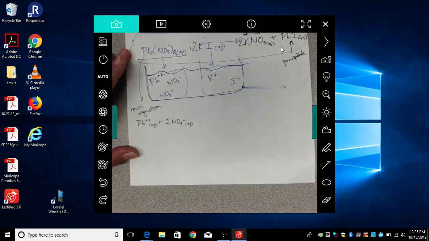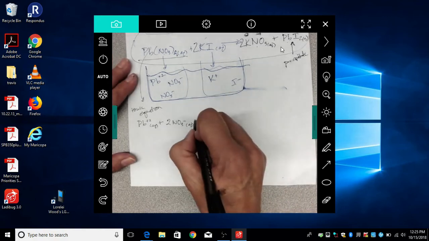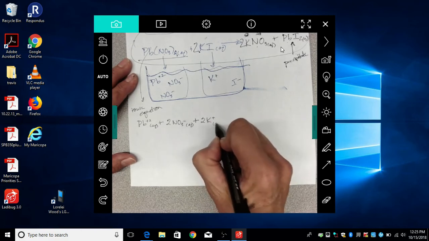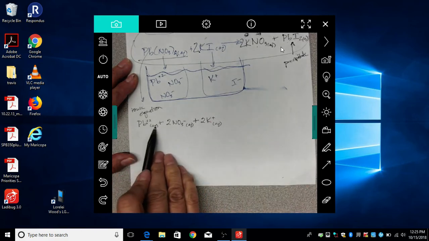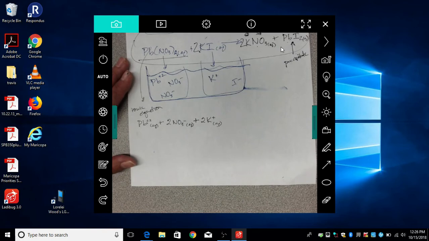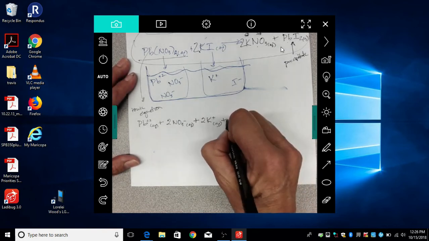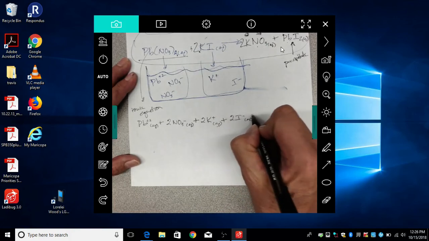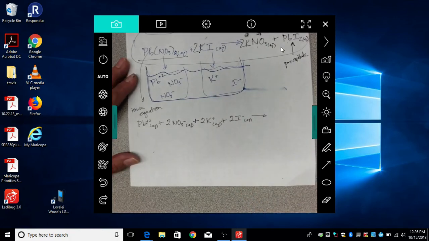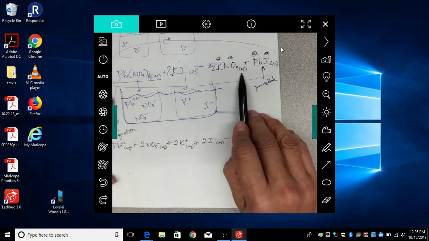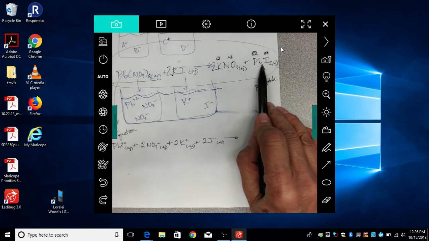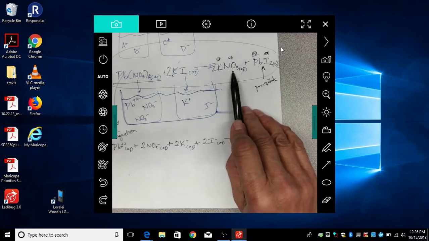Everybody see where I got the 2 for the NO3? Super important. Plus 2 potassiums with a +1 charge in aqueous solution, and you must write the charge and aqueous in every one of your notations or it will be incorrect. Plus 2 of those iodines, also in aqueous solution. And that's going to give me, I have to look at my products, aqueous solution versus a solid. A solid I'm going to leave as it is because those were the precipitators. Aqueous means those are the ions in solution.